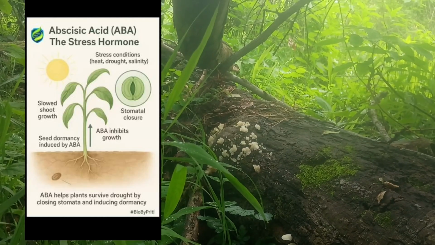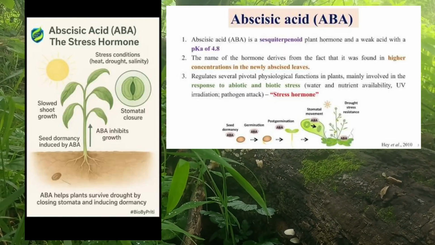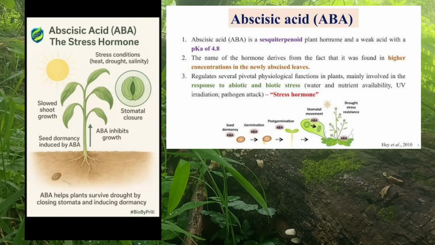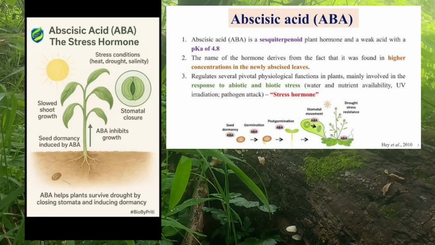There's also abscisic acid, or ABA, and this maintains seed dormancy. It prevents germination until favorable conditions exist. It's also involved in stress responses, like when plants are exposed to drought conditions.